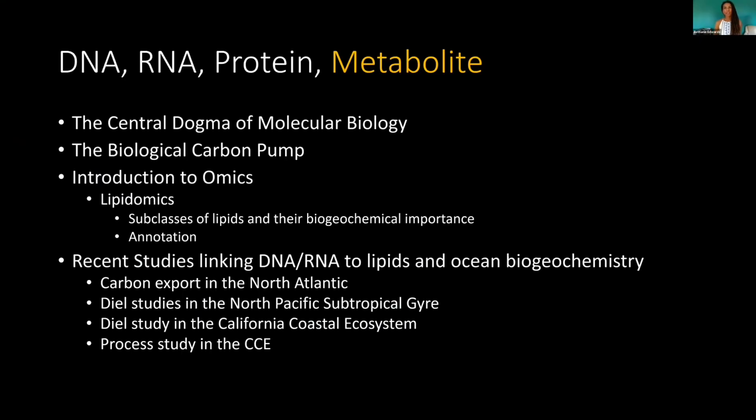This will be our outline. So we'll start with the central dogma of molecular biology, move on to the biological carbon pump and the microbial ecosystems that are involved. Then I'll give you a brief introduction into the different ohms, and we will walk through how you would extract and analyze a lipidome. And then we'll switch gears and talk a little bit about some recent studies that have linked DNA and RNA to lipids through integrative omics and said something about ocean biogeochemistry.